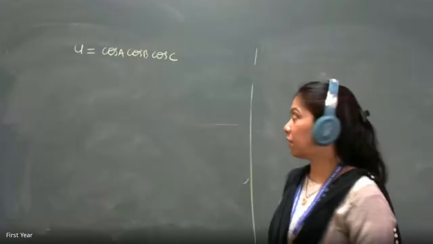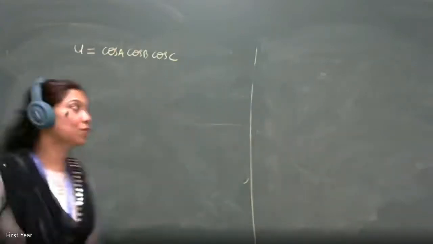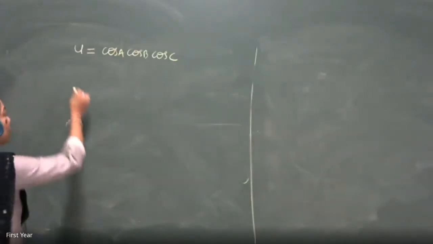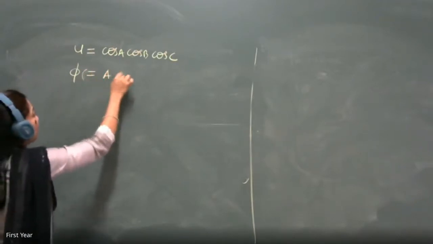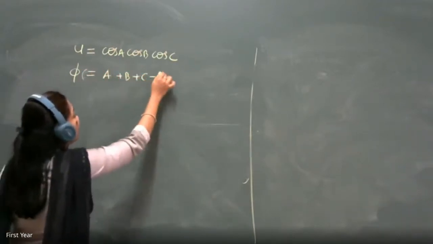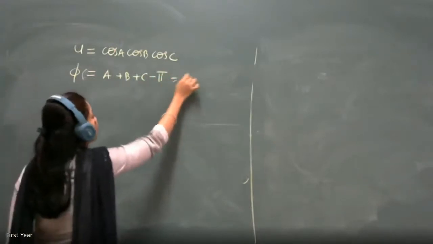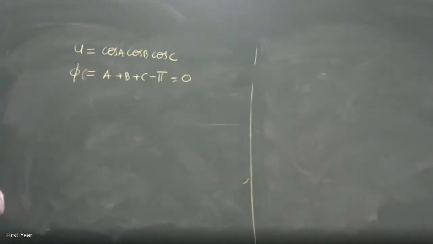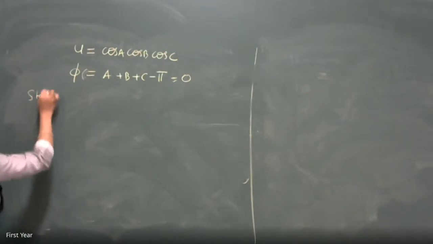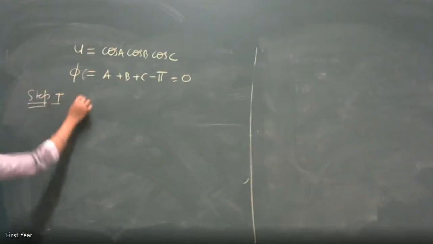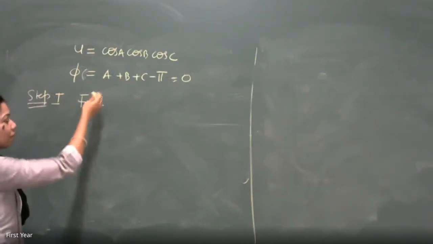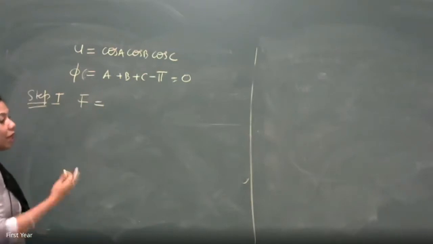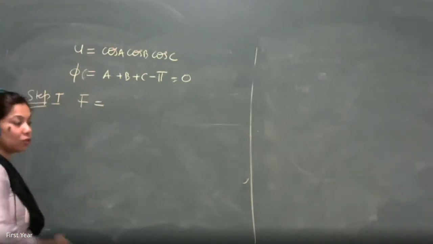In general, u is equal to cos A cos B cos C. That's a function which has to be optimized under the condition that phi, which is A plus B plus C, should be 180. So A plus B plus C minus pi should be 0. A plus B plus C should be pi, 180. Now therefore step 1, which is capital F. Those who have understood what to do, you can go ahead and tell me the derivatives. Because at the end you know the output: A should be equal to B should be equal to C. That should be the final answer.